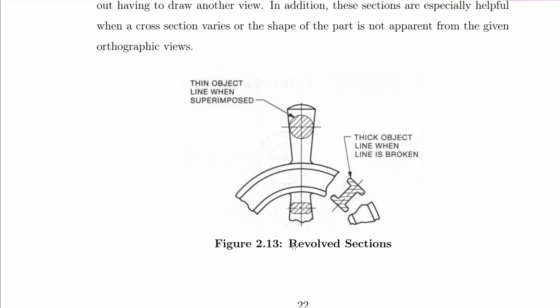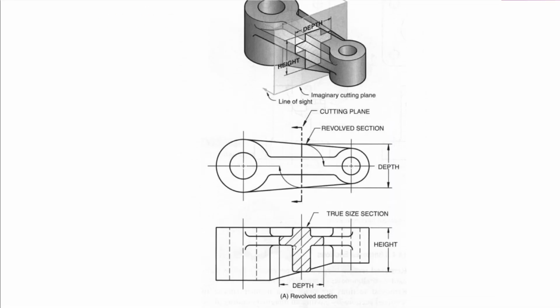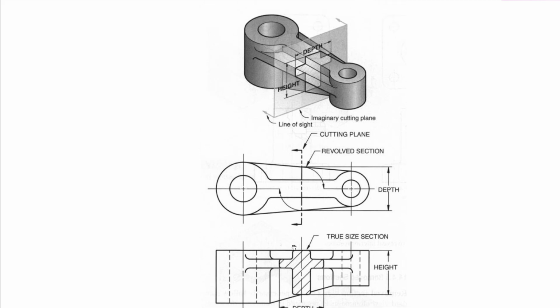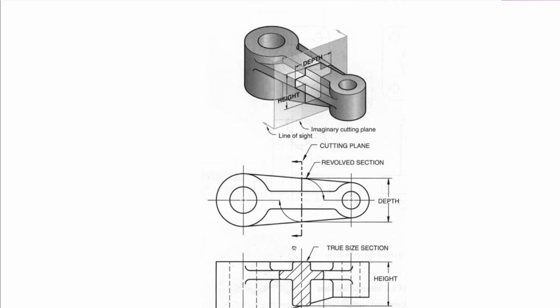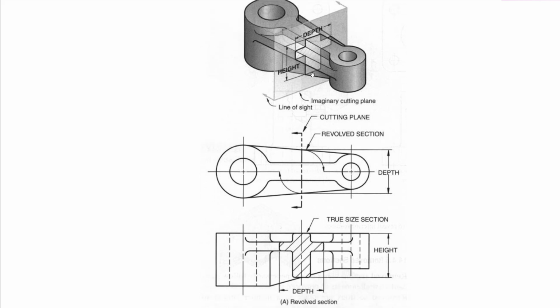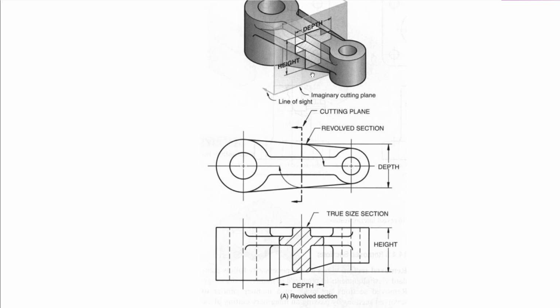Then the next one, all right, so let's look at this one too. This is another example of a revolve section. So here we have this 3D object and this cutting plane which has gone through and been observed in this direction, right? So we cut through the object, determine the cross section at that area where the imaginary cutting plane is going through the object.